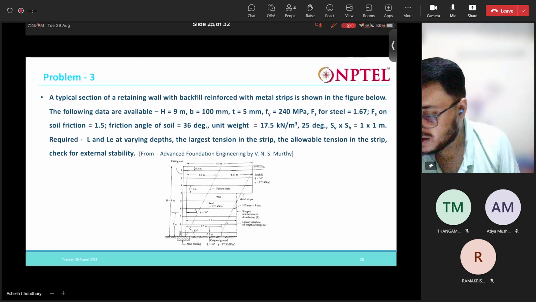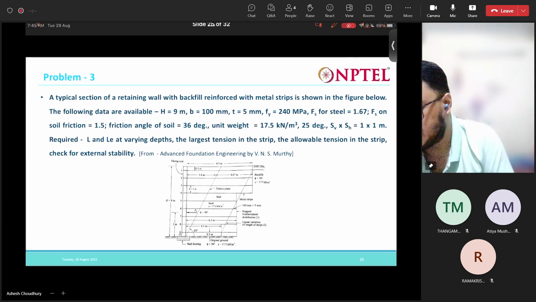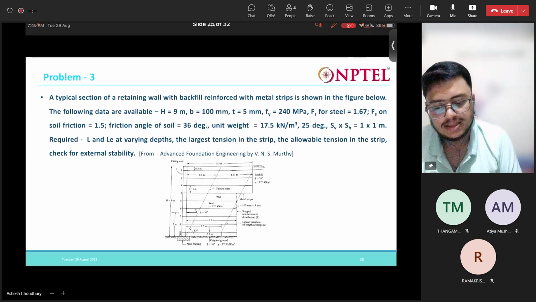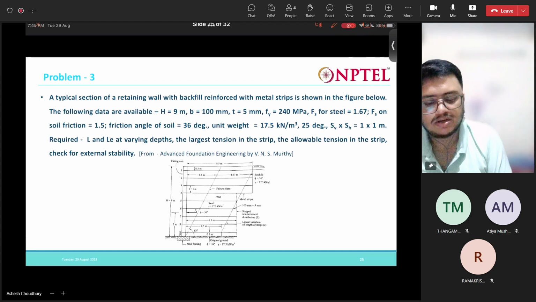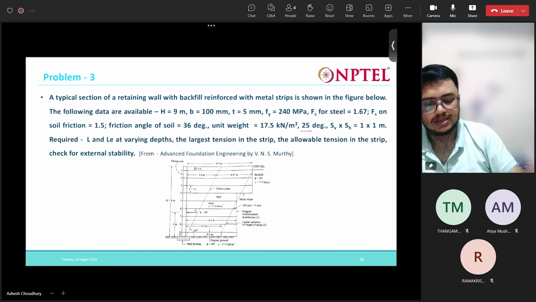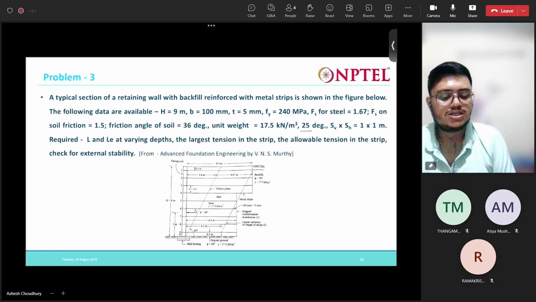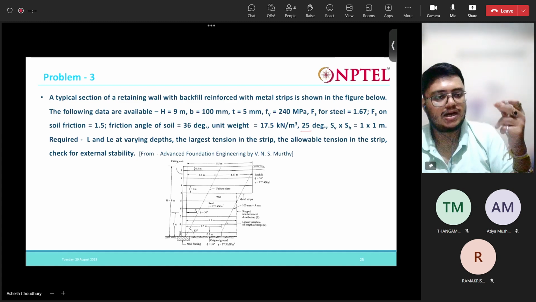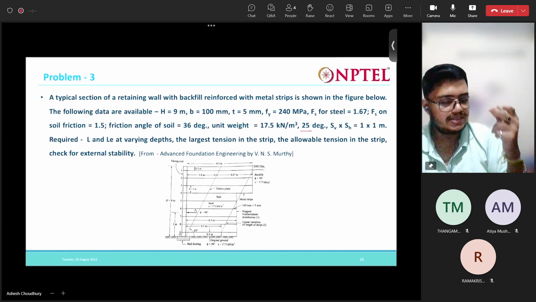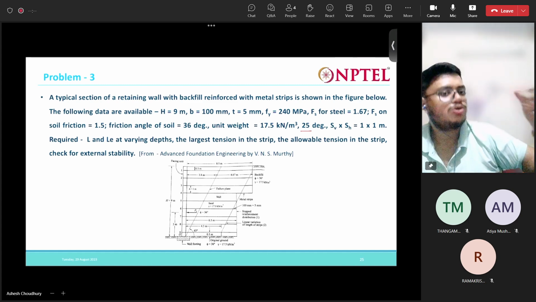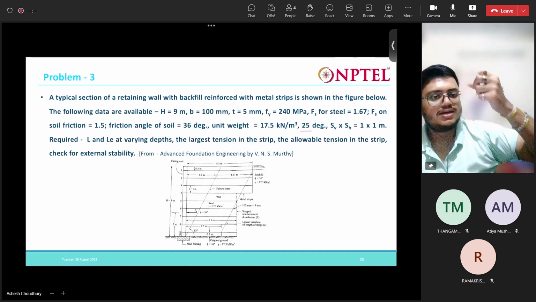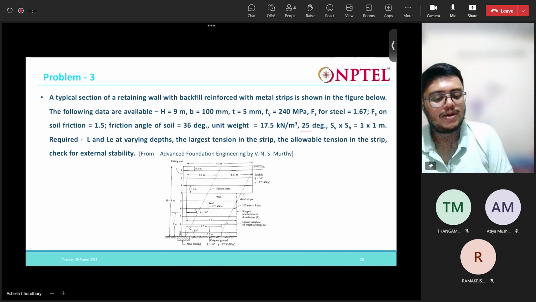This 25 degrees is nothing but the delta, the friction angle between the soil and the metal strip. Then SV into SH is 1 into 1 meter, meaning the vertical spacing and the horizontal spacing. These are strips, right? So the horizontal spacing also matters in that case. The vertical spacing and the horizontal spacing are 1 by 1 meter.